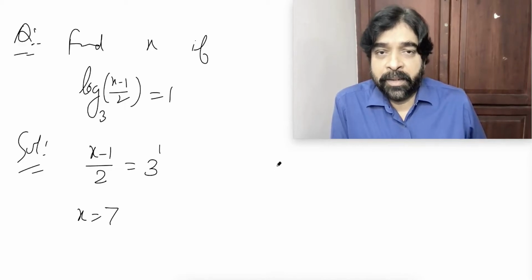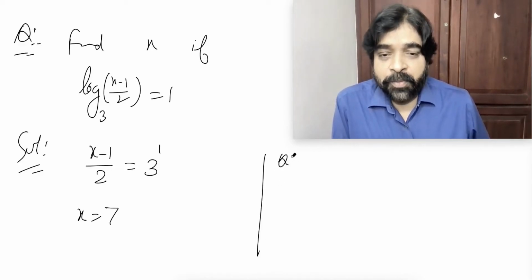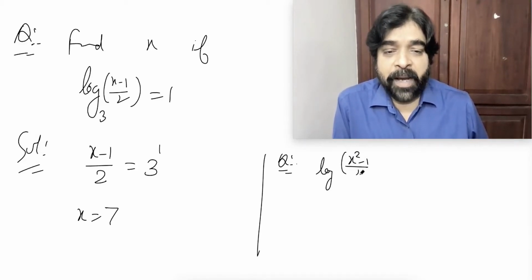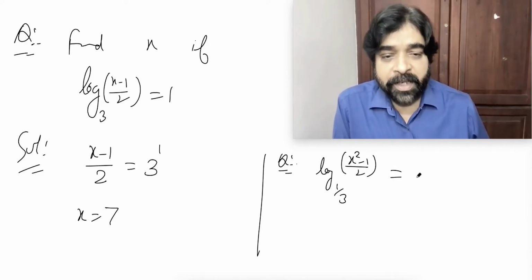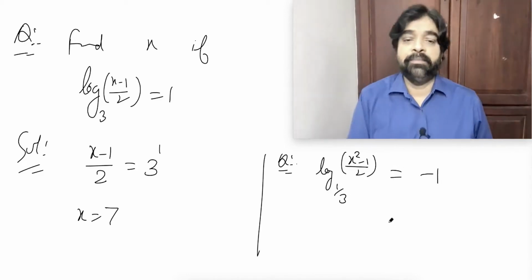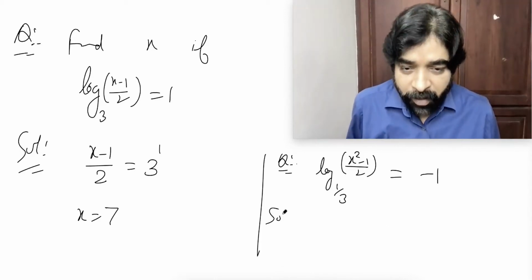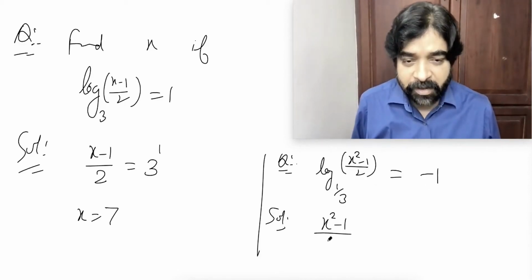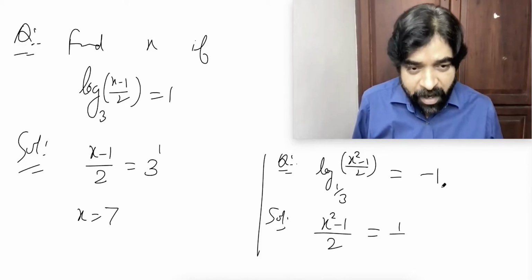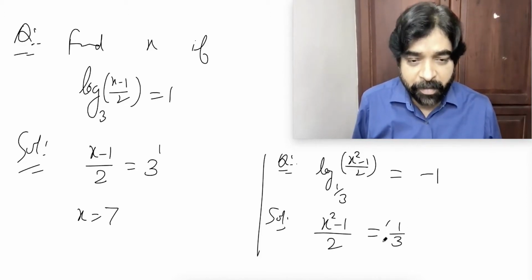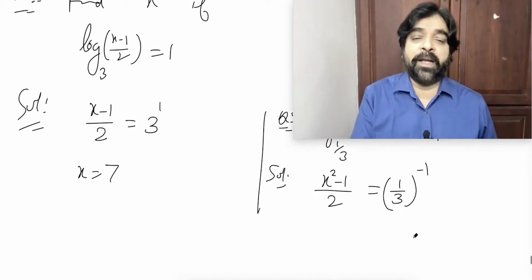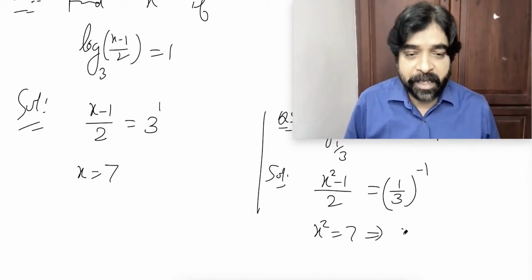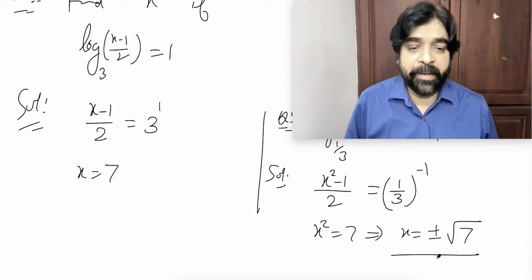Am I right? For example, if I ask you, find x if log of (x square minus 1) by 2, base 1 by 3, is equal to minus 1. So what will we do? I will send this log to the other side. So what will be left on the left side? (x square minus 1) by 2 is equal to the base of the log becomes the base of this number, and this number becomes the power. And 1 by 3 power minus 1 is nothing but 3. So x square equals 3 into 2, 6, plus 1, 7, which means x equals plus minus root 7.